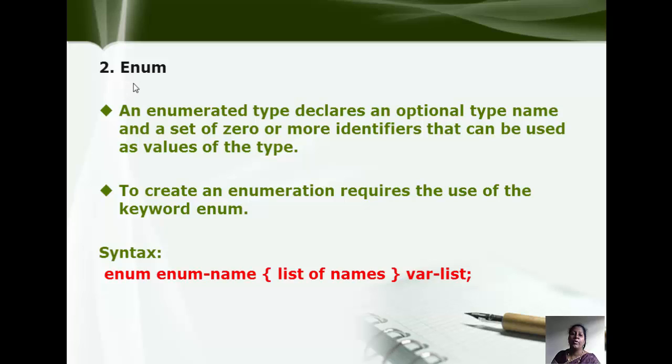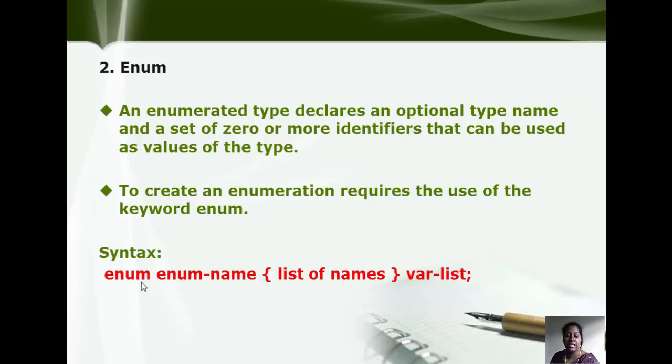When you look at the difference between an enum and a typedef, in enum we specify the list of values that your enum can take, but in typedef we don't. Enum is the second user defined data type. In enum we give the list of names or a list of values that your data type can take. So this is your syntax for an enumerated data type.